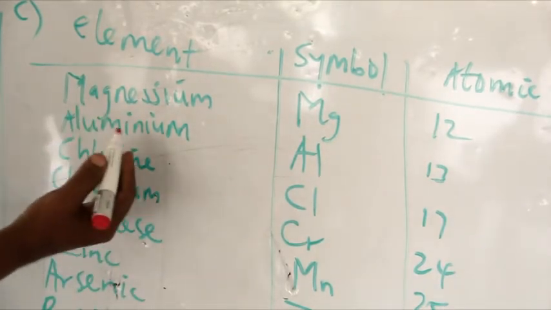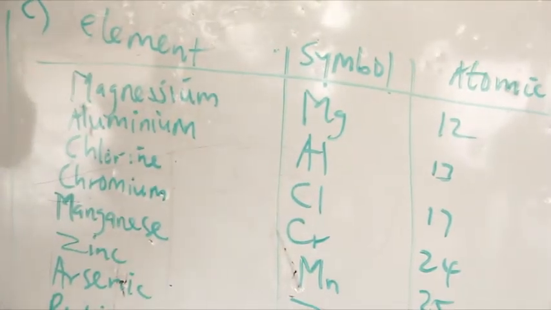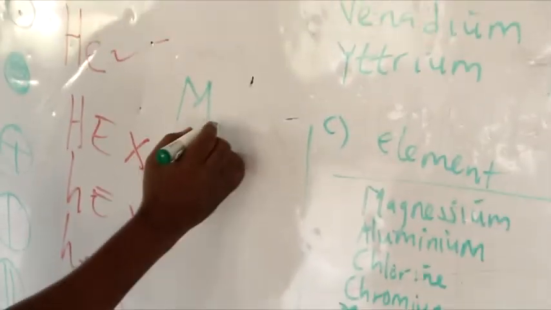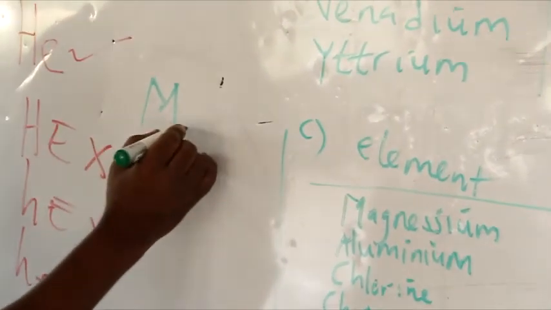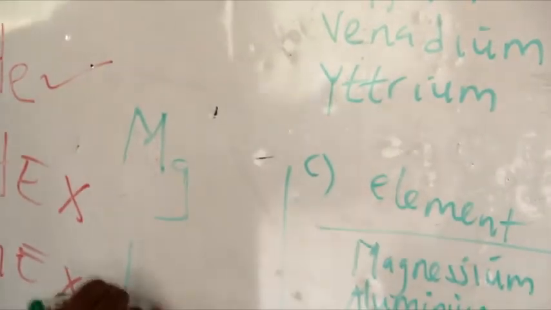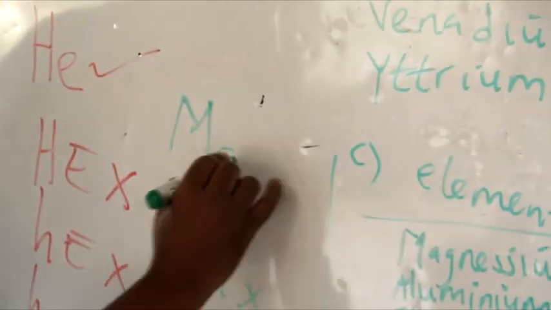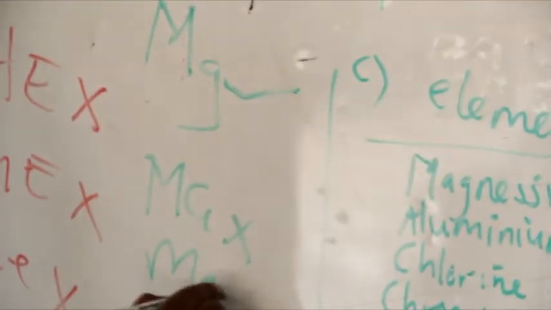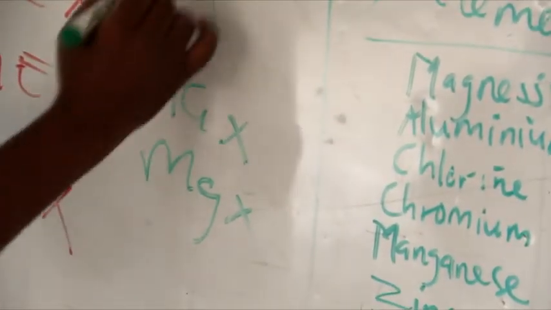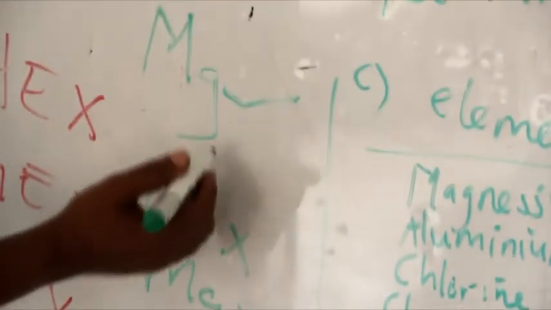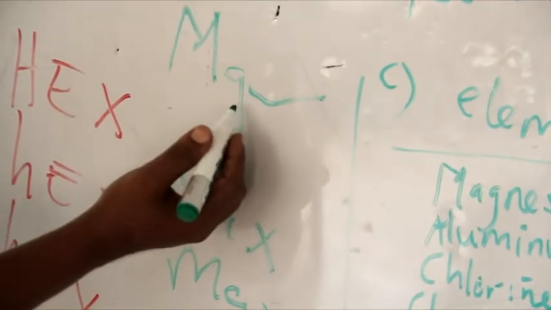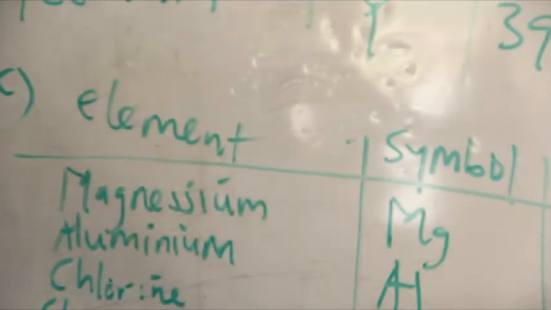So magnesium, in this case also, you are going to write the first one as a capital letter. Magnesium is given M as a capital letter and g in small letter. This is wrong. This is right. This is also wrong. This is right. The first letter in capital letter, the second letter in small letter. So we have magnesium Mg, atomic number 12.